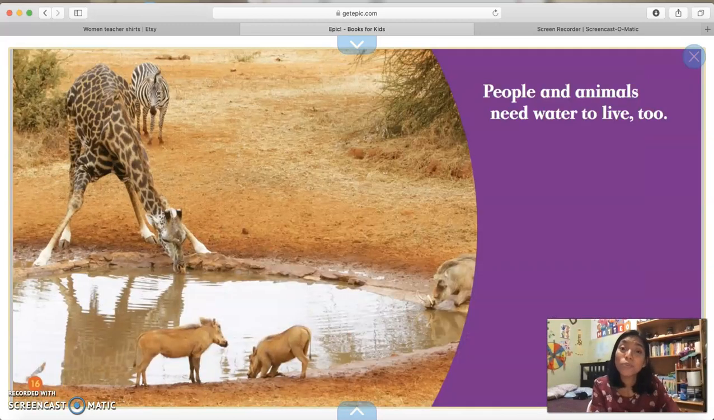People and animals need water to live too, okay? And this we've been talking about all throughout our unit on water ever since we spoke about it. Even when we were talking about our unit on plants, we said that all living things need water, right? So yes, we are living things, animals are living things, plants are living things, and we all need water to survive. Just like our song that we've been hearing about water.